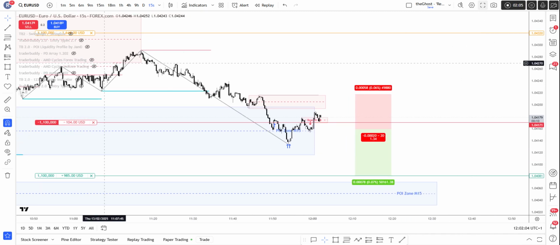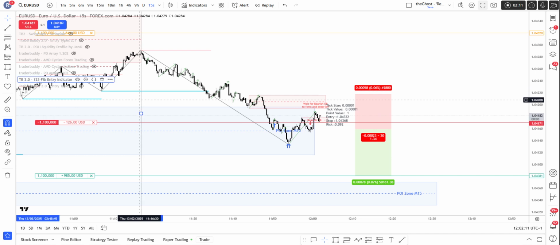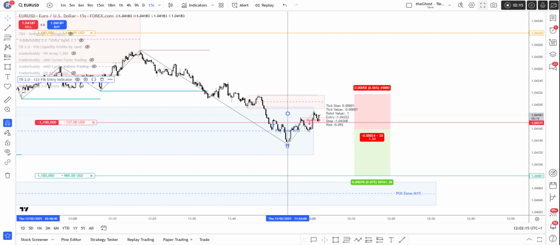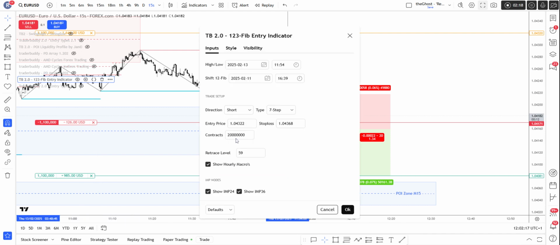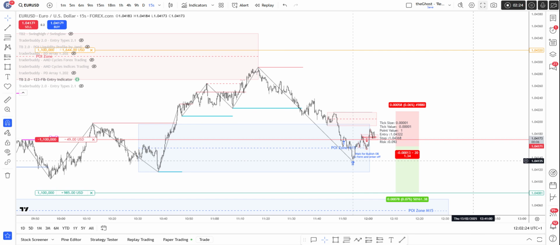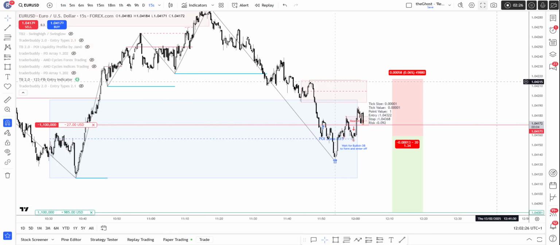Let's see if we follow price with the FIB entry indicator for a long, how this looks. Let's see. We go for a long now. Where are we? Short, a long, because Robin, you always told us to do that. Yes, I did.